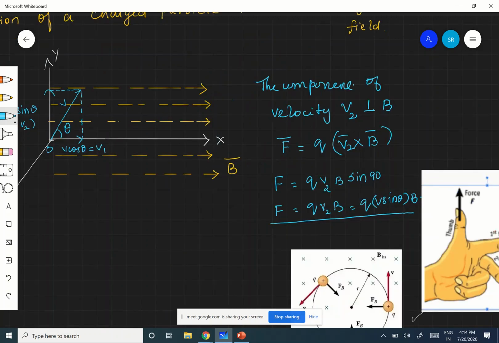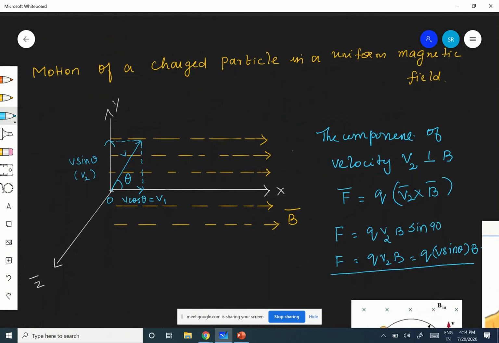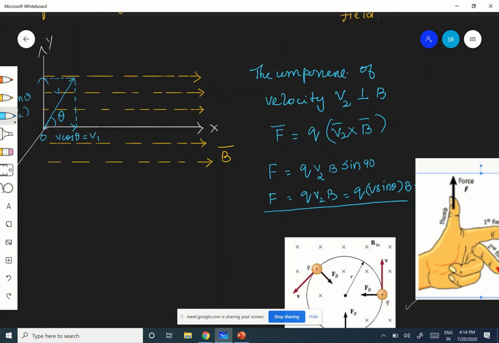Now you tell me what will be the direction of the force. See, your B is along x direction, OX. OY will be V2. Therefore, what should be the force? It should be perpendicular to both OX and OY. Therefore, it should be along OZ. So the force will be in the Z direction. I'll let you know how. Force will be in that direction.